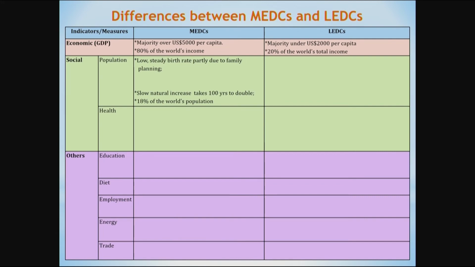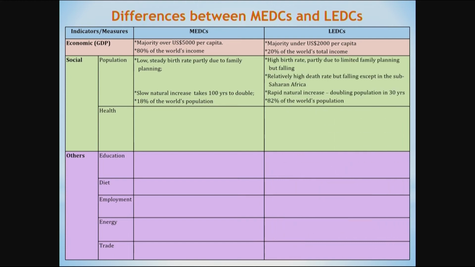For the social indicators, for the social measures, population, in the MEDCs we have a low steady birth rate, partly due to family planning. Another point in terms of population for MEDCs, there is a slow natural increase that takes 100 years to double. We are talking about population here. And it makes up 18% of the world's population. When we look at the LEDCs now, it has a high birth rate.